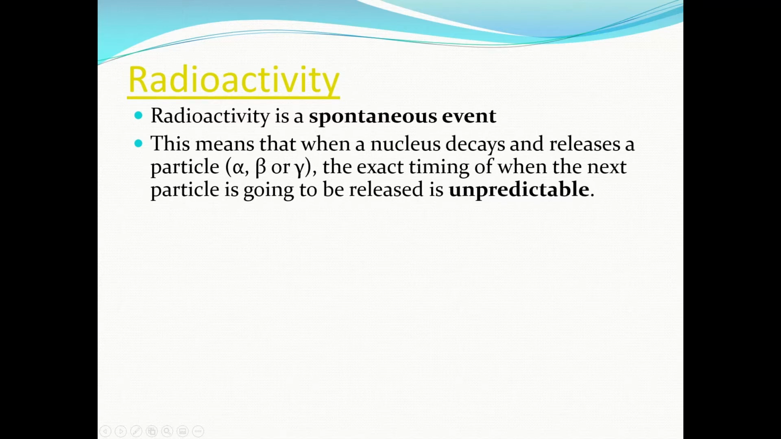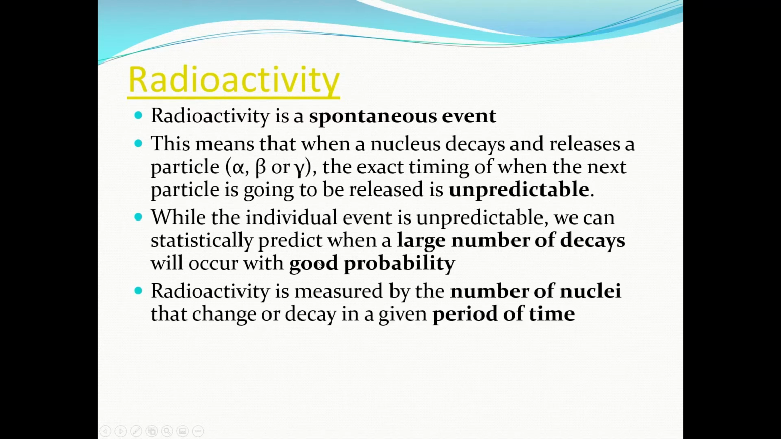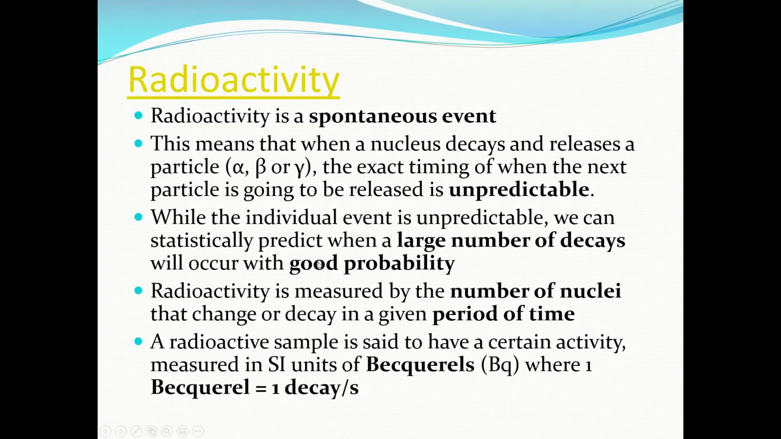But what you do know is if you have a large number of nuclei, a large number of decays, the more you have, the better the probability is going to be that it's going to happen. So while the individual event is unpredictable, we can statistically predict when a large number of decays will occur with good probability. So radioactivity is measured by the number of nuclei that change or decay in a given period of time. There's really no standard unit on the diploma, but one is becquerels, and that's decay per second. So what I mean by this, I'm going to open this up.